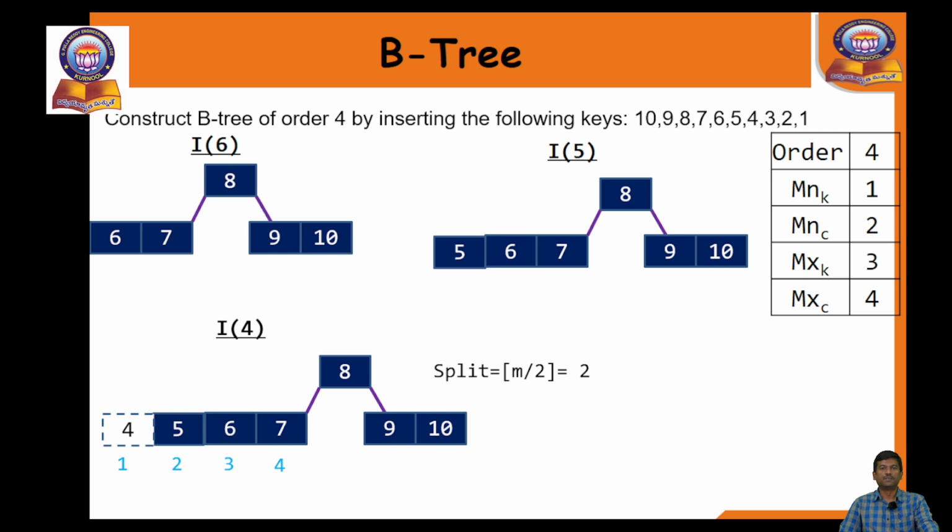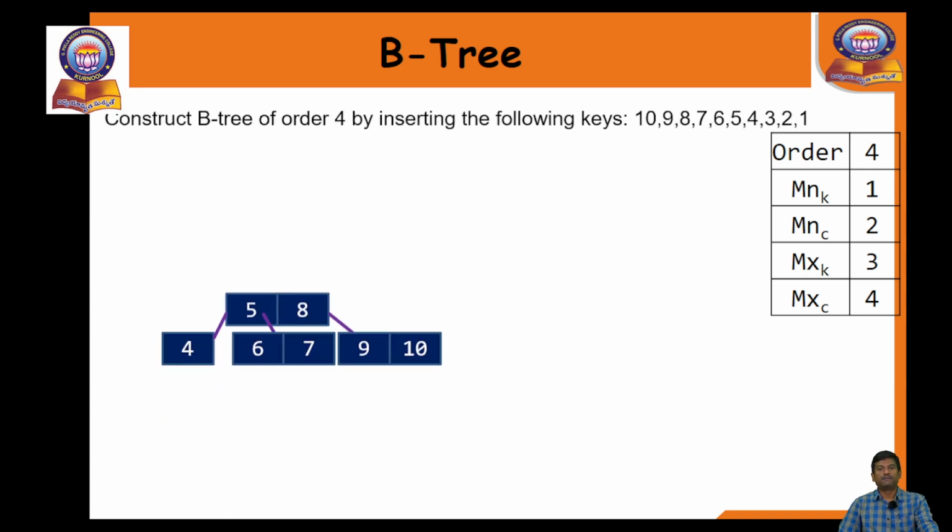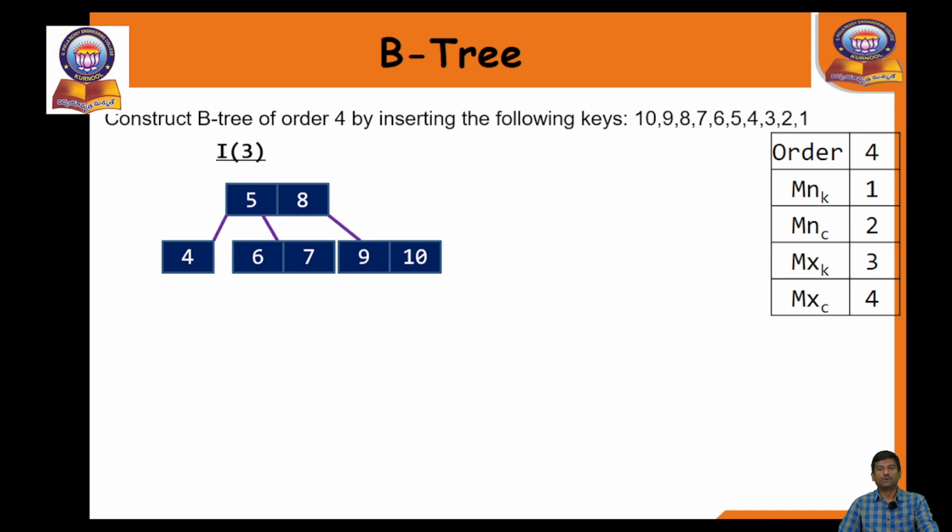And what is the key that is present? That is 5. Push the 5 up, that is 5 and 8 will be the contents of your root node, and similarly 4 and 6 are the children of your key 5, and 6, 7 to the right of the key 5, and to the right of key 8 that is 9, 10 respectively. And when you need to insert the key 3.